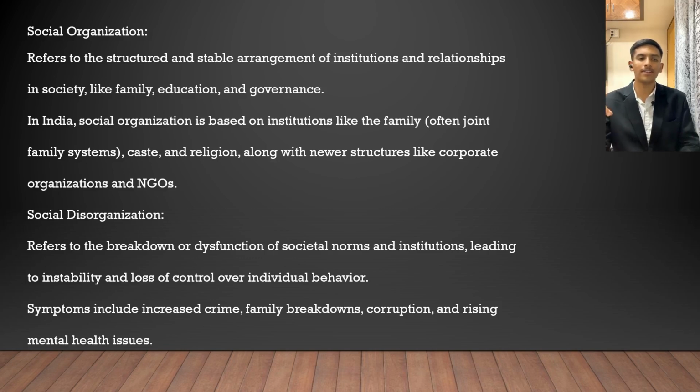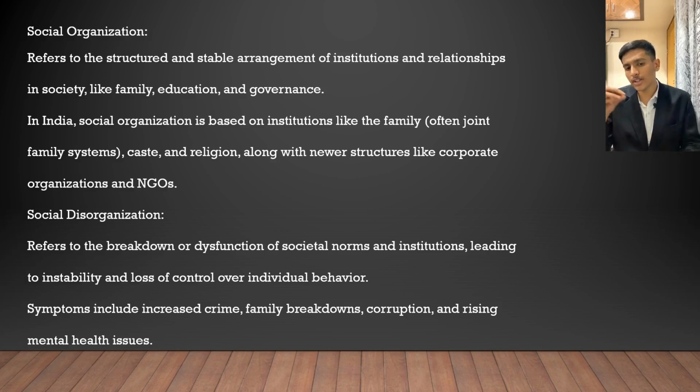Then again, social organization and social disorganization. Social organization refers to a stable arrangement of institutions and relationships in society, like family, education and government. So social organization is a situation where many social institutions come together and work in a similar manner. Its opposite is called social disorganization, when there is a breakdown or dysfunction of these societal norms and institutions, leading to instability and loss of control over an individual's behavior.